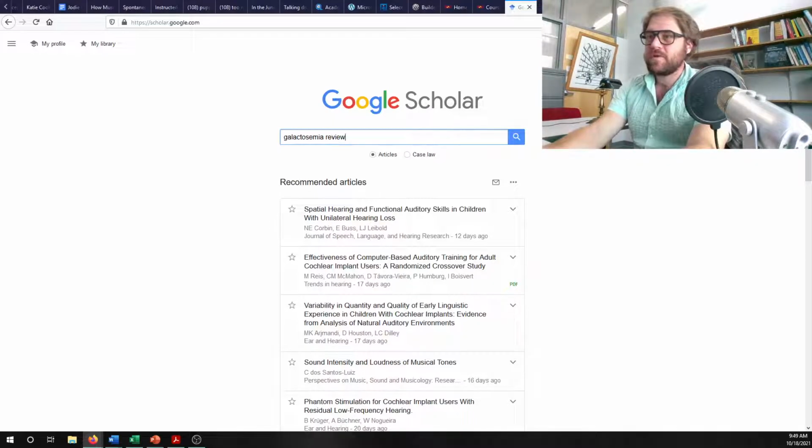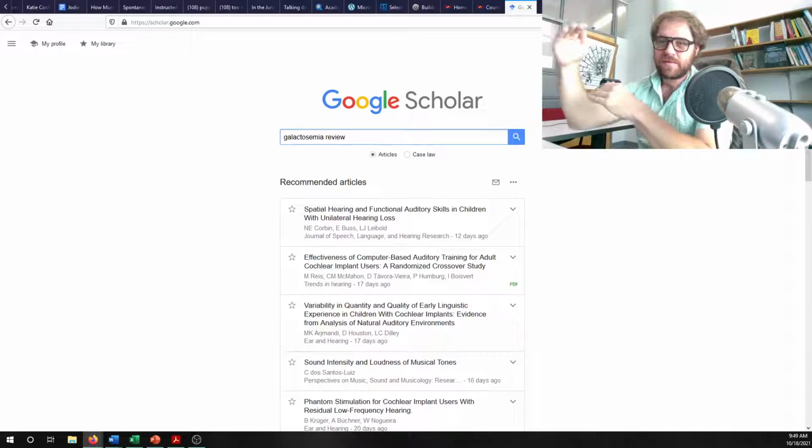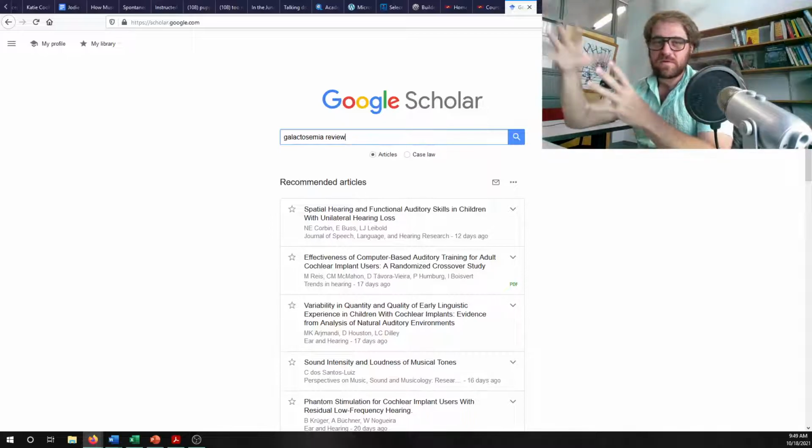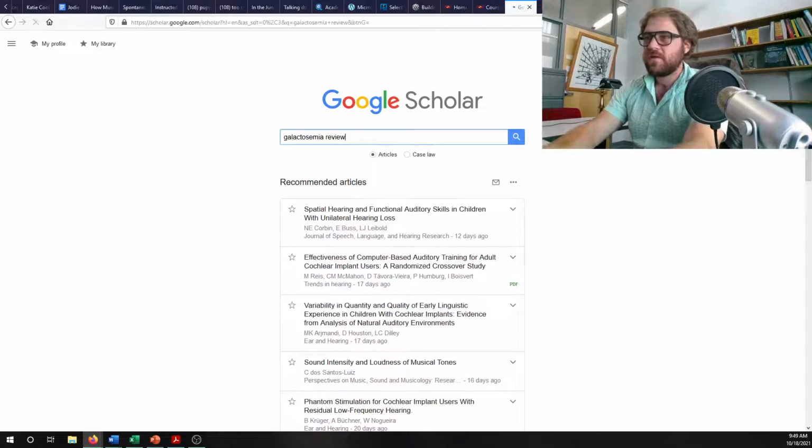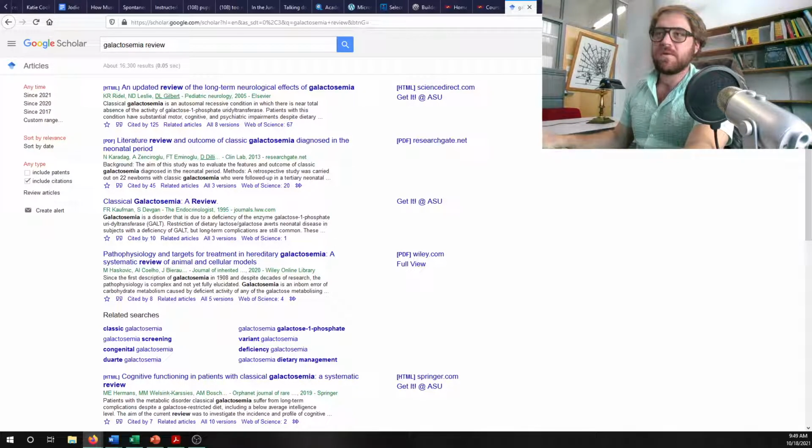where someone just looks at all the research and puts it together in a review article. This kind of encapsulates the research of the last however many years and can bring someone up to date really quickly. So if you type in something like galactosemia review, we've got an updated review of the long-term neurological effects of galactosemia, outcome, classical galactosemia review. So here you go. I mean, this is a little dated, 1995, but this is going to be all of your general information about the disorder.